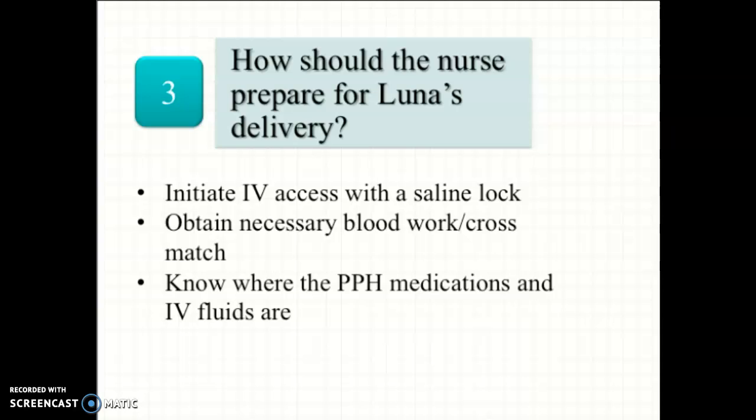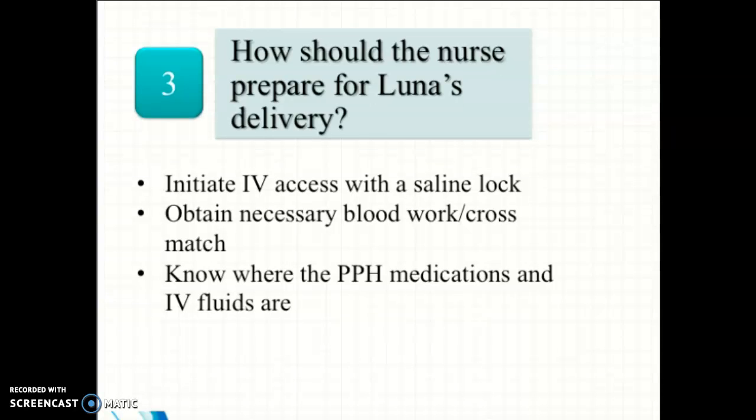So when we prepare for Luna's delivery, we want to make sure there's IV access with a saline lock going. If she's GBS positive, this will already be there. We want to obtain necessary blood work and cross-match. These are our coagulation studies and our CBC. The physician may not want them right away, but at least let the lab know that this woman is here and maybe have the requisition written up in the meantime. And especially know where the PPH medications and IV fluids are. So ergot and Hemabate are commonly left in the fridge, and so those are also really important to know.